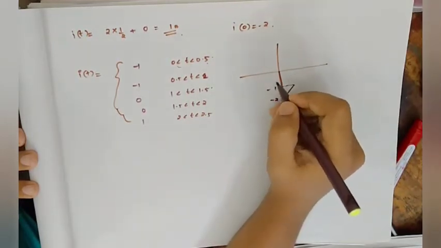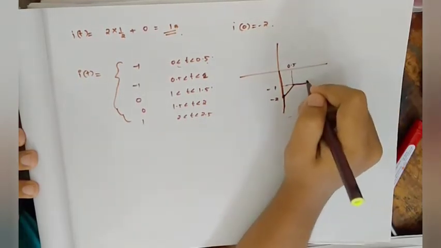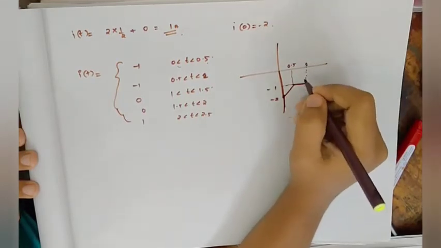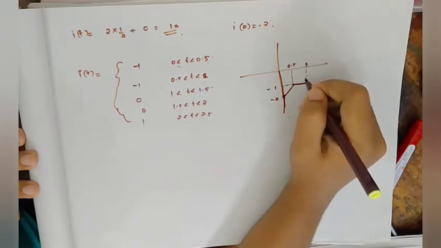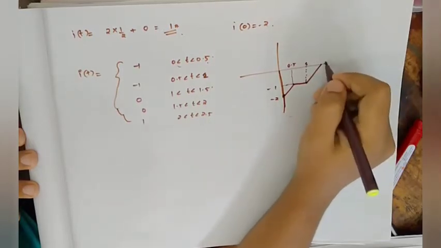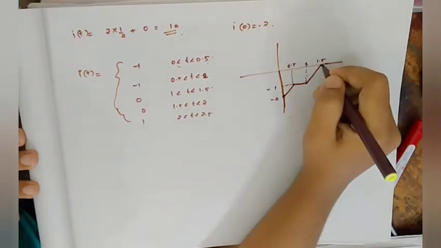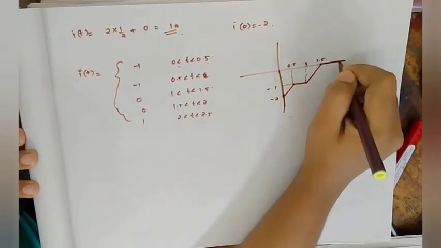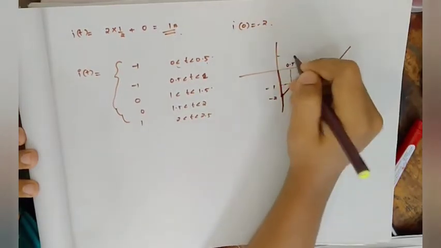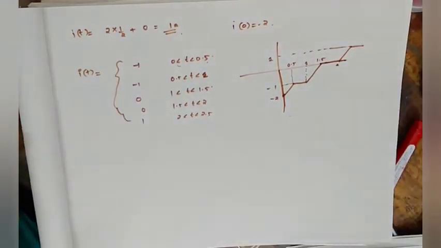And again from 0.5 to 1 it is not changing. This is 0.5. So 0.5 to 1 it is not changing, it is minus 1 itself, and from 1 to 1.5 it is going to 0, right? So like this. From 1.5 to 2 it is 0 itself, and from 2 to 2.5 it jumps to 1. So this is the graph.